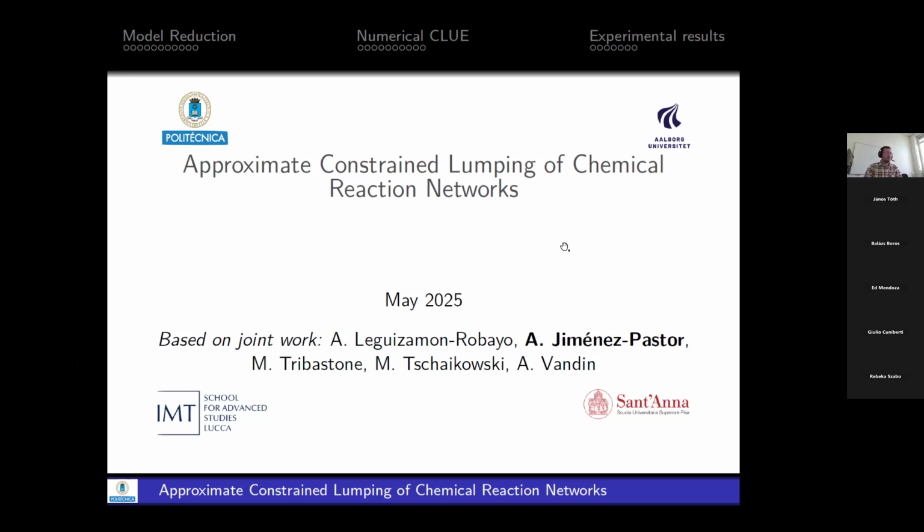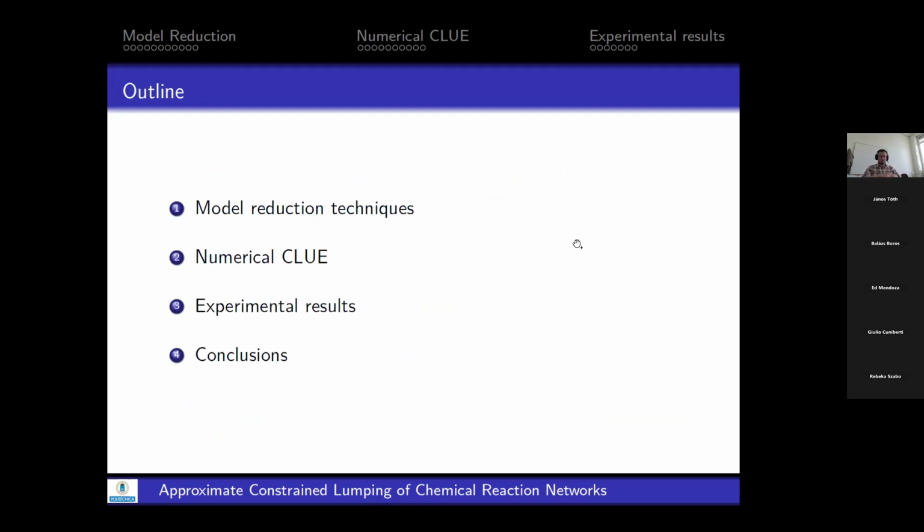So the talk is going to be as follows. I'm going to first introduce what this model reduction technique is, and in particular, I'm going to focus on lumping, more from a mathematical perspective. And then I'm going to introduce the numerical lumping technique, and in particular the implementation behind it, because everything I'm going to talk about today is implemented in Python already, and you can just check it out on the website at the end of the talk.